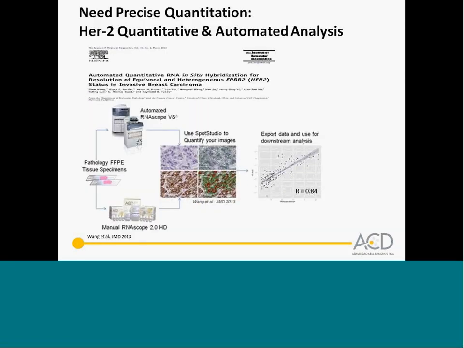Next slide, please. It illustrates not only the ability to precisely quantitate material, but also the ability to do high throughput analysis. The RNAscope method and the kits can run on Ventana's automated system to give more high throughput analysis. What you see here is the detection of specific targets, and then the ability to export this data and analyze it quantitatively. This was published in a 2013 paper in JMD, sometime in January. Next slide, please.